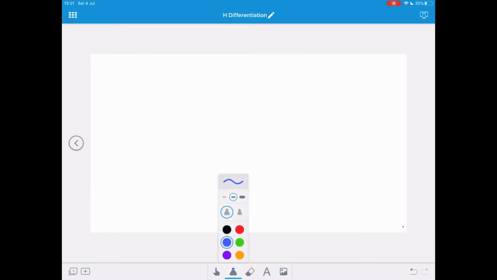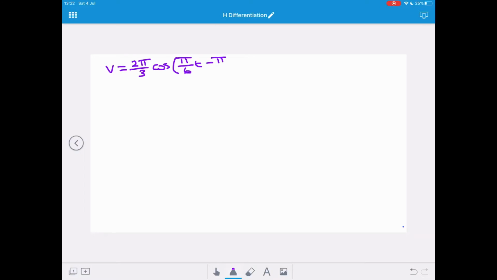Now we need to look at working out what the acceleration is at 3 a.m., remembering that v equals 2 pi over 3 times the cos of pi over 6t minus pi over 3. And the acceleration is the rate of change of the velocity with respect to time, so a equals dv by dt. So it's going to be 2 pi over 3, and our inside function is pi over 6t minus pi over 3.